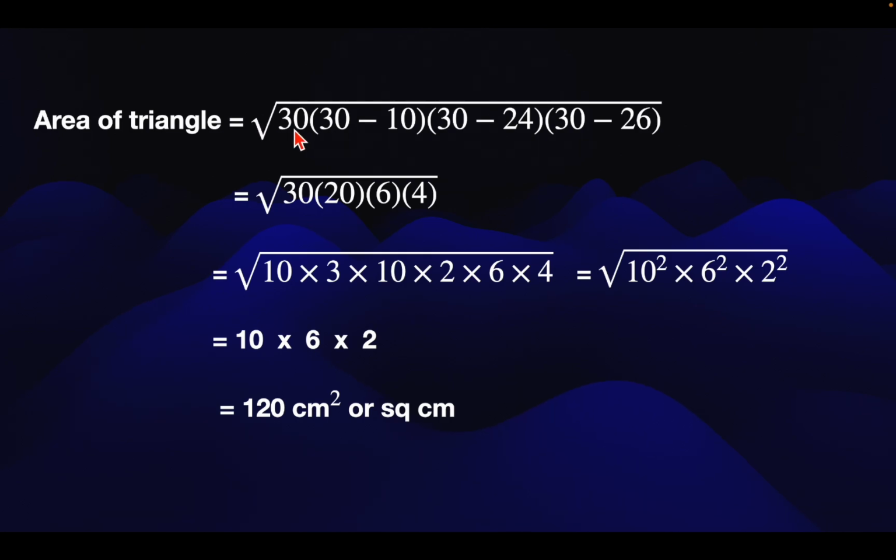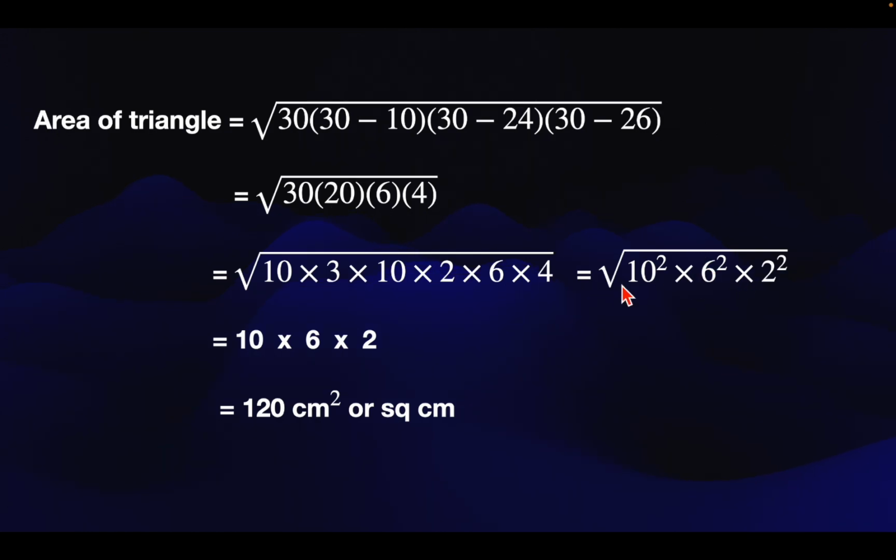So here, s is 30: 30 into (30 minus 10) into (30 minus 24), that is b, into (30 minus 26), that is c. 30 minus 10 is 20, 30 minus 24 is 6, 30 minus 26 is 4. So square root of this. Now here you should be careful. Do not multiply these numbers, because the number will become very big and it will be difficult to find the square root. Instead, you should factorize it and try to write it in square form.